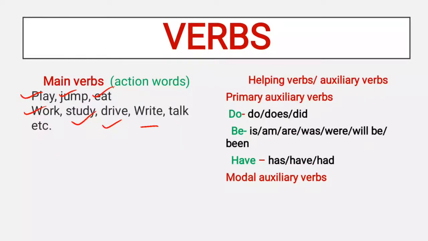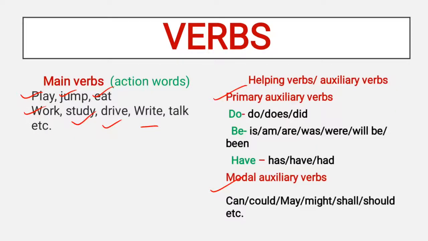Now, these verbs also function to convey complicated shades of meaning like expectation, permission, probability, potential, obligation, and direction. They are very important because they are needed to make up the structure of a sentence. And these helping verbs are accordingly divided into primary auxiliary verbs and modal auxiliary verbs.